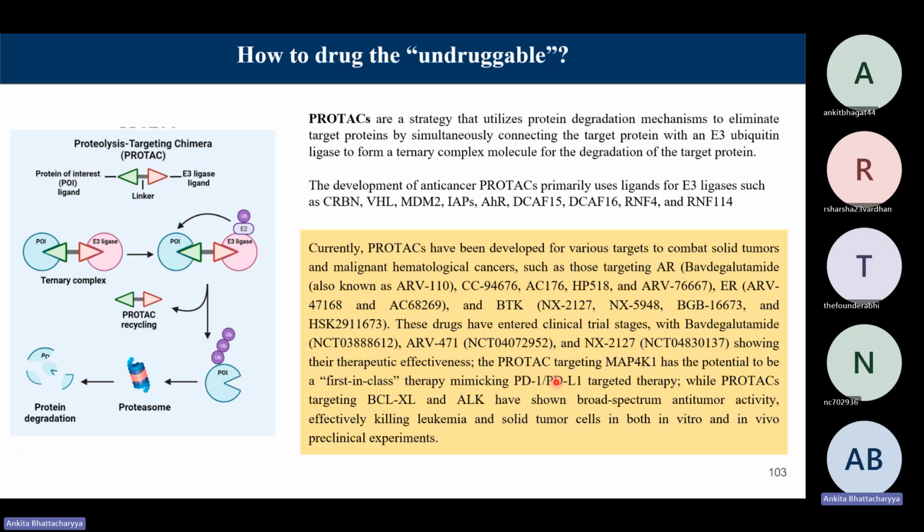So basically, there are just some examples given. For example, for AR, ER, BTK, etc., and some of them have actually been suggested for being translated to clinics, but a lot of checkpoints are in place before that can actually be facilitated.